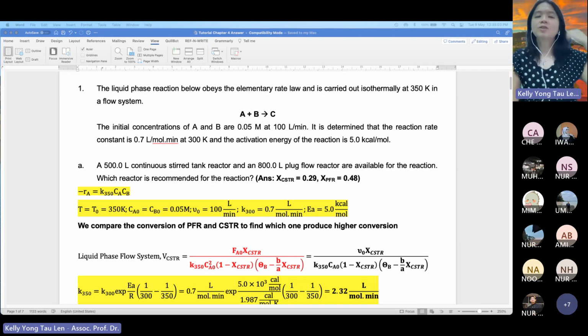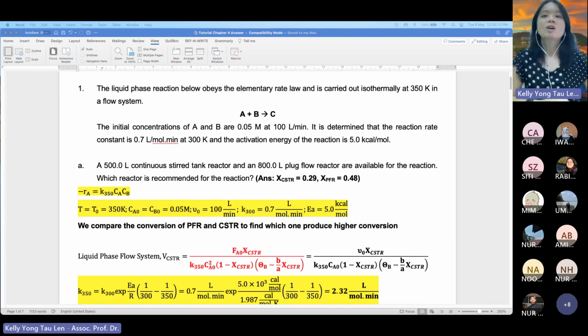Right, so as you know, it's a bit challenging actually to do tutorials online, especially for chapter 4, because chapter 4 is really the chapter where there's a lot of equations, a lot of information, which I would very much prefer to be done physically, but we have to make do with what we have.